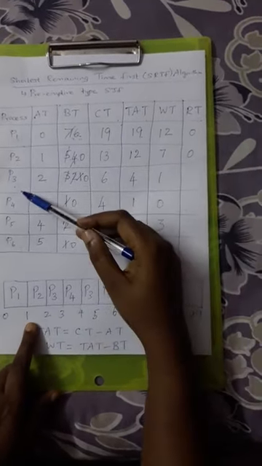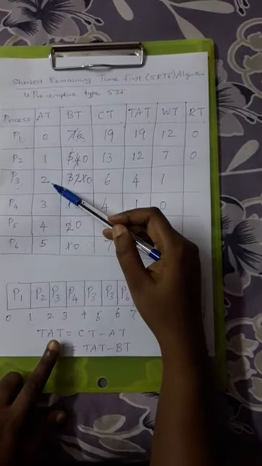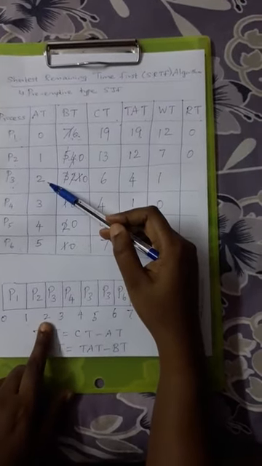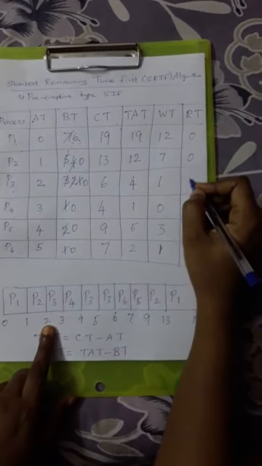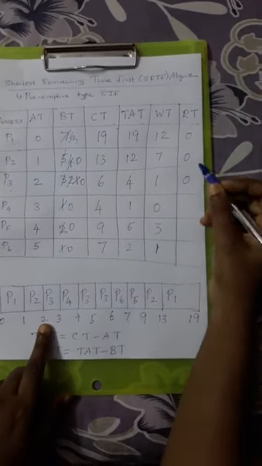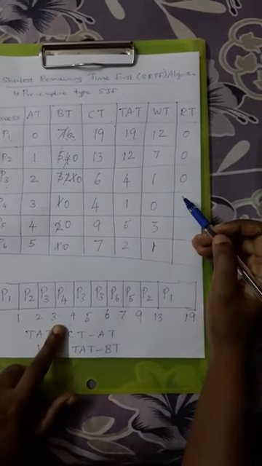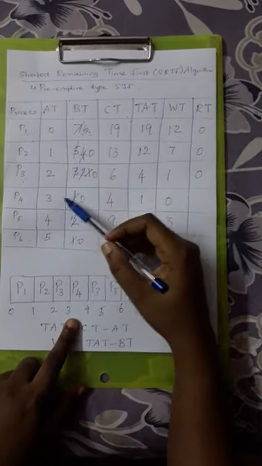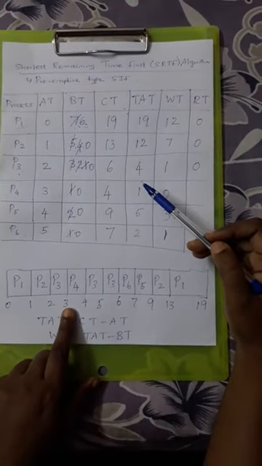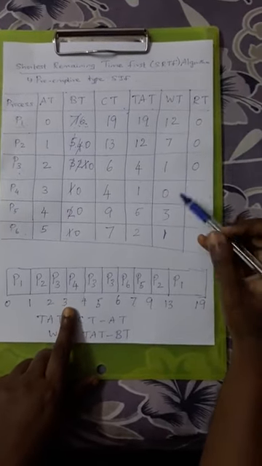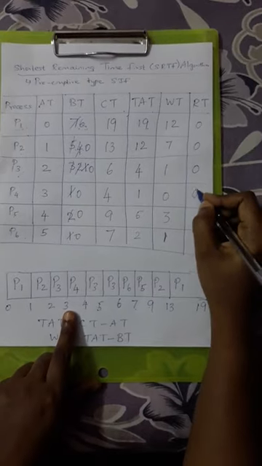Next, process P3 arrived at the 2nd millisecond and as soon as it arrived, it got its first response. So the response time of process P3 is 0. Then process P4 arrived at the 3rd millisecond. At the 3rd millisecond, it got its first response. So its response time is 0.